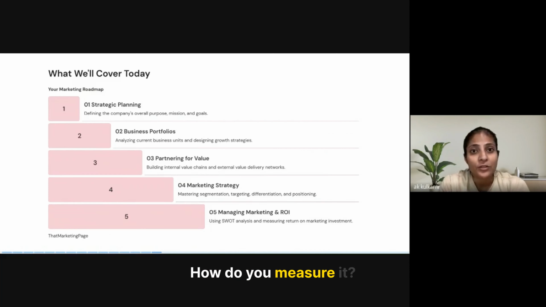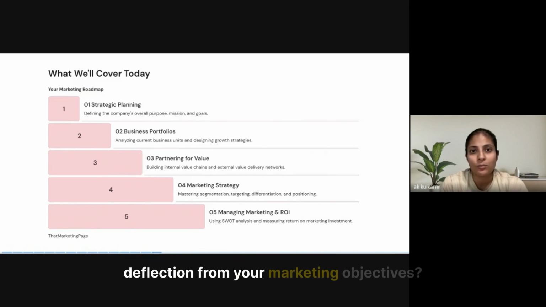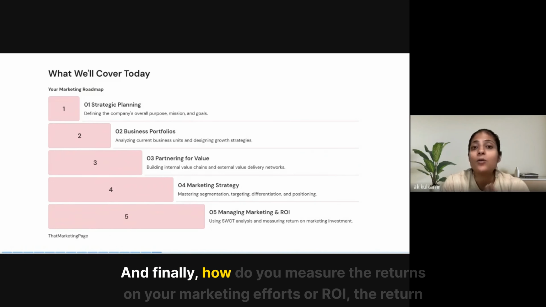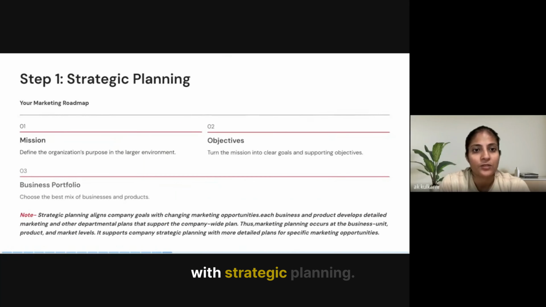How do you measure it? How do you know you're going in the right direction? And how do you stop any sort of deflection from your marketing objectives? And finally, how do you measure the returns on your marketing efforts, or ROI, the return on investment? So let's start with strategic planning.